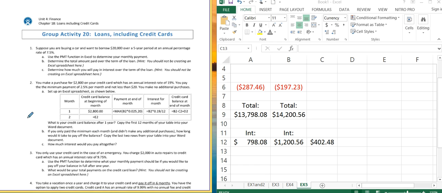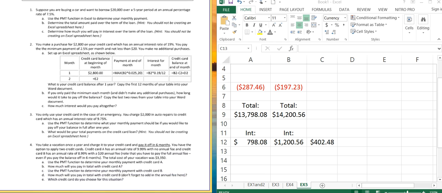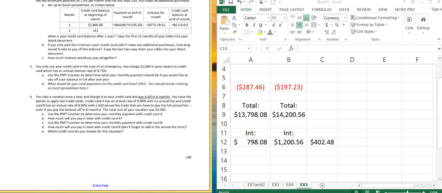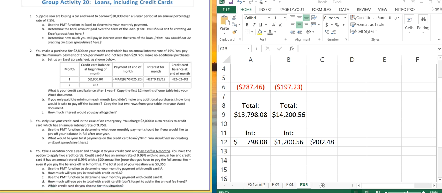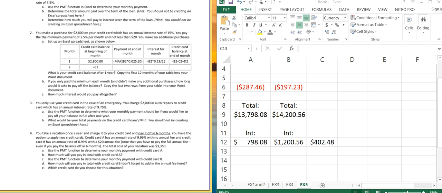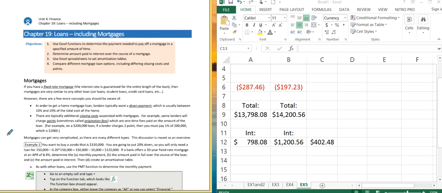So in group activity 20, let me just take a quick look. I don't think I want to take anything off of that. Yeah, I'm going to leave that whole thing there. So you'll be ready to do group activity 20. Next time we're going to come back and talk about mortgages. So that'll be the last lesson in our finance unit next time.